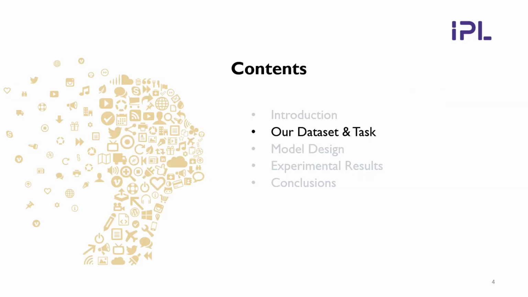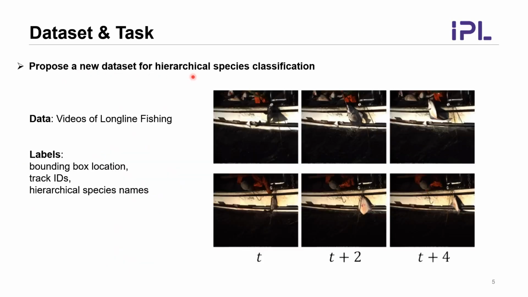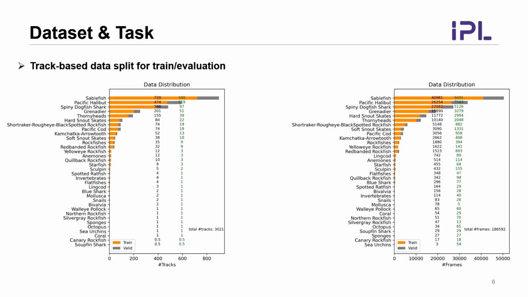Next, I will introduce our dataset and task, on which traditional flat classifiers cannot be directly used. We propose a new dataset for hierarchical species classification. Our data is videos from longline fishing, and for each frame, we manually labeled bounding box locations, track IDs, and hierarchical species names. The figure on the right is an example of raw frames. We can see during longline fishing the fish is hooked on the fishing line, and a fisherman pulls up the fish from the water.